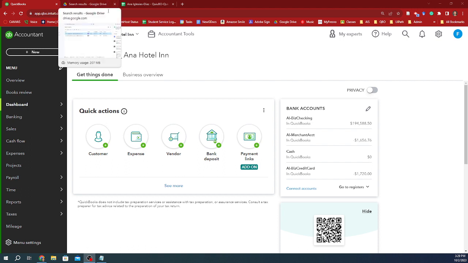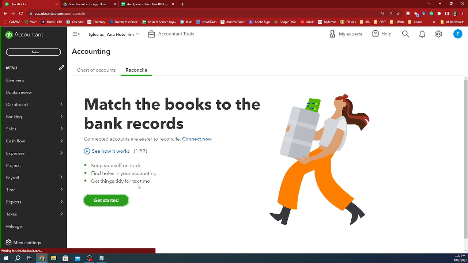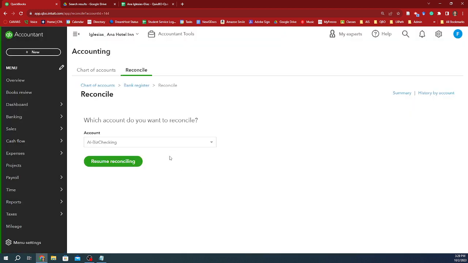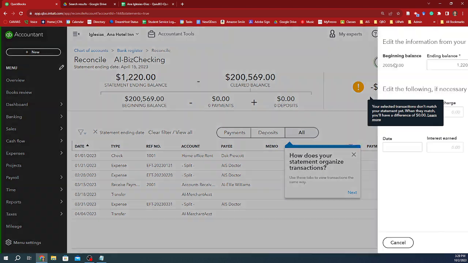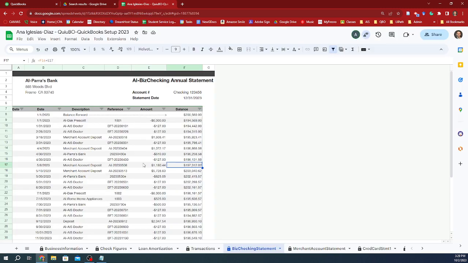So what we're going to do is go to our reconciliation process, which happens to be under my tools, reconcile. And we are reconciling our business checking account first. It says resume reconciling because she's already plugged in these numbers, meaning that she went in and typed in the beginning balance of that statement. So let's go to that bank statement.